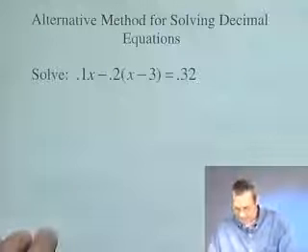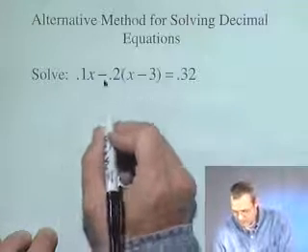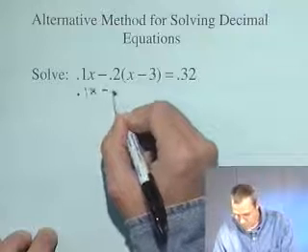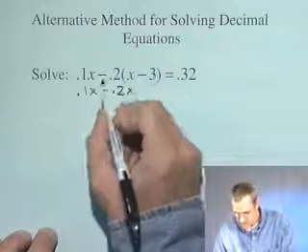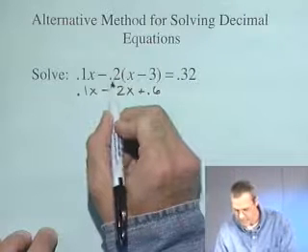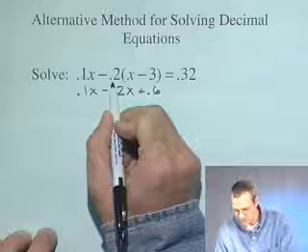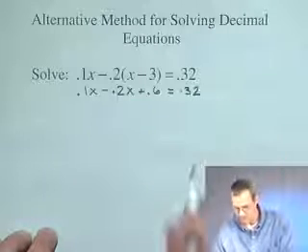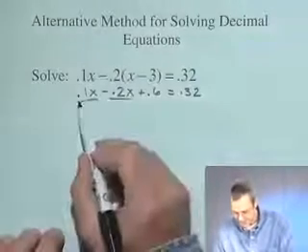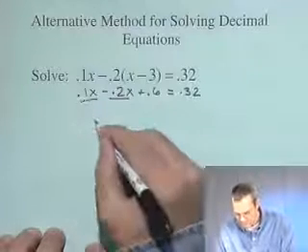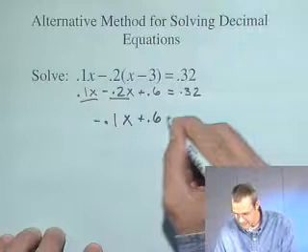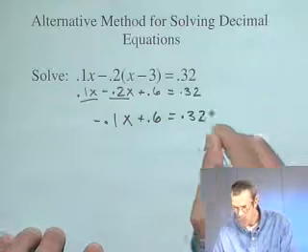Okay? So let's go ahead and distribute this negative 0.2. So we get 0.1x minus 0.2x and then plus 0.6. Remember, negative 0.2 times a negative 0.3 equals 0.32. All right. Now let's go ahead and combine our x terms. 0.1x minus 0.2x is a negative 0.1x plus 0.6 equals 0.32.